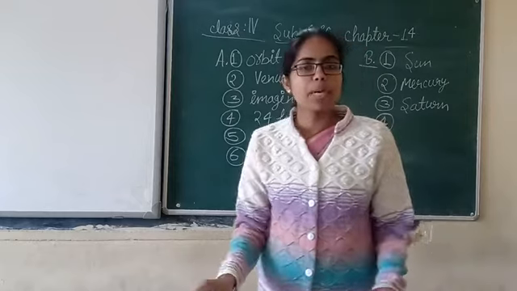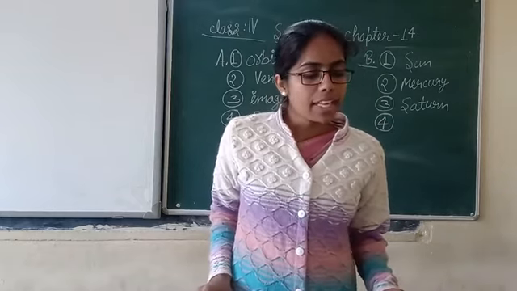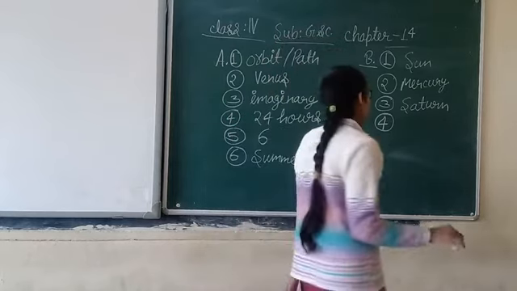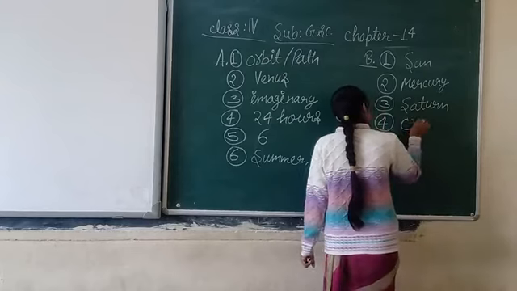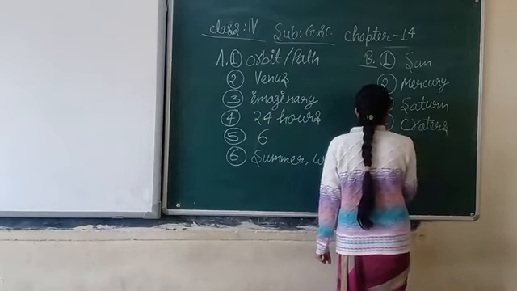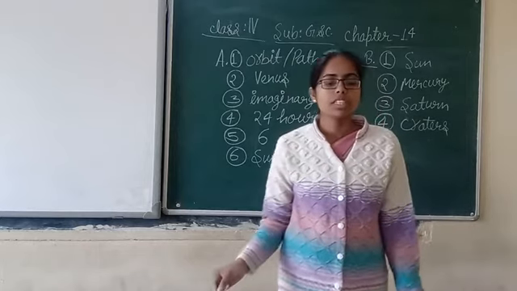Now question number 4. Moon has big holes called dash. We have 3 options again: Pole, equator and craters. Here the last option is correct. Craters. Craters is the correct answer.